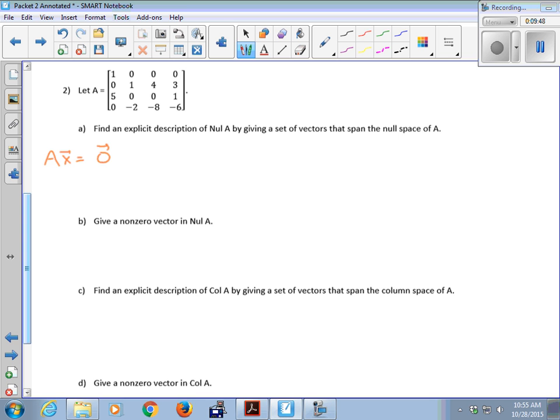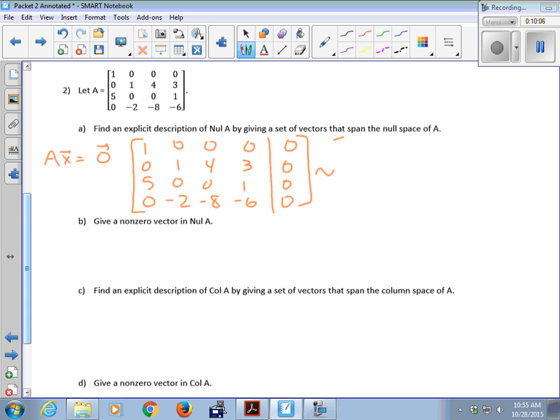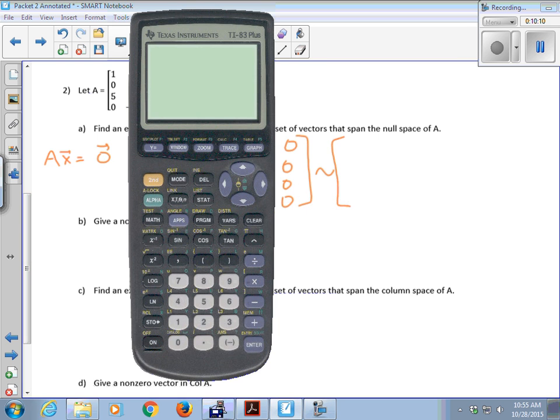All right, so I'm just going to do 1, 0, 5, 0, 0, 1, 0, negative 2, 0, 3, 1, negative 6. Augment with the 0 vector. And row reduce. Thanks.